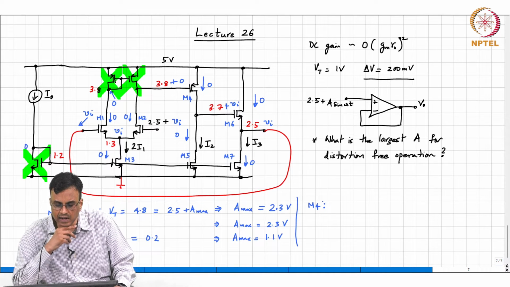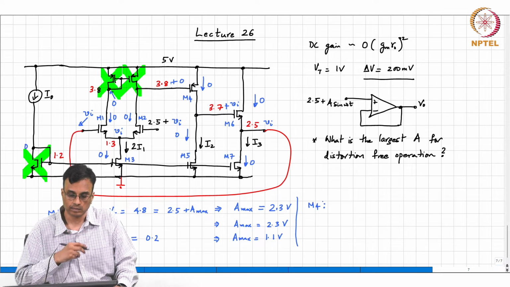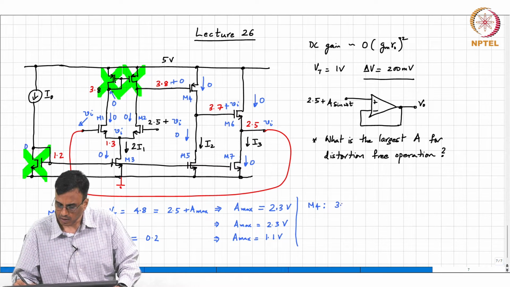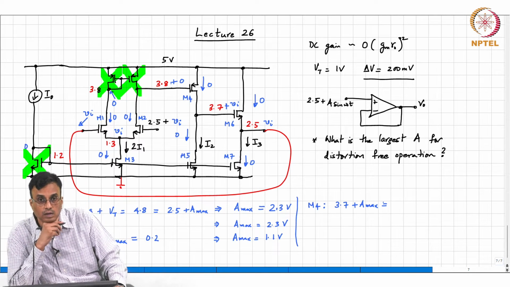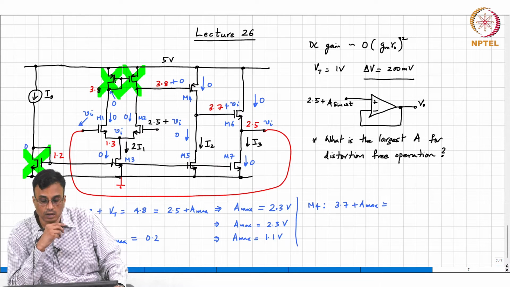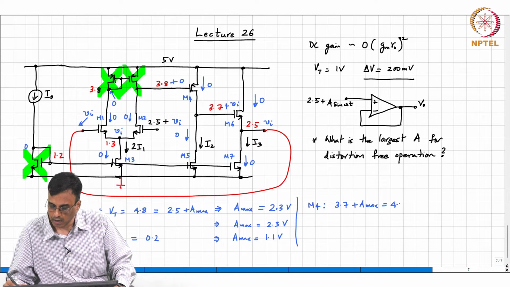What is the highest the drain can go to? So, that is 3.7 plus A max must be equal to 4.8, which implies A max is 1.1.